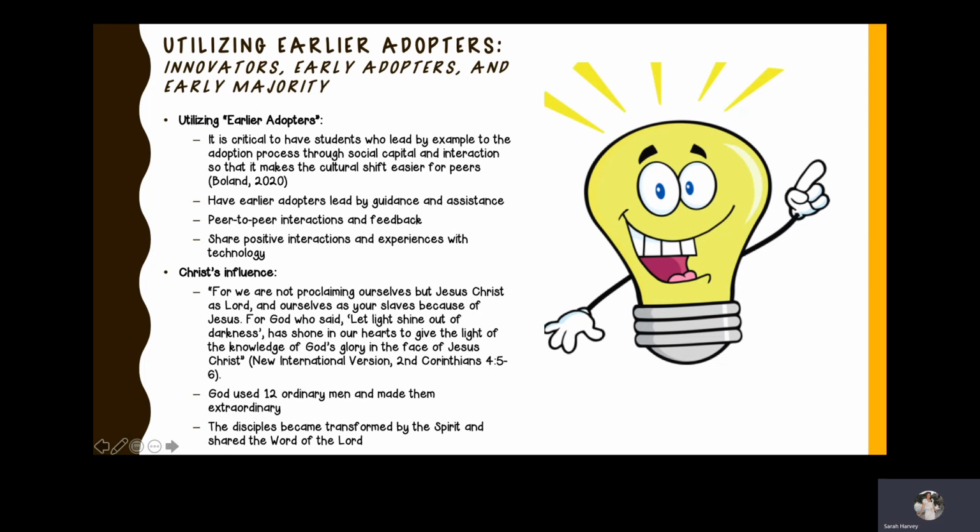So next, we're going to talk about how in the classroom setting, teachers can utilize early adopters. So the earlier adopters consist of the innovators, early adopters, and the early majority. So it is critical to have students who lead by example to the adoption process through social capital and interaction so that it makes the cultural shift easier for peers.